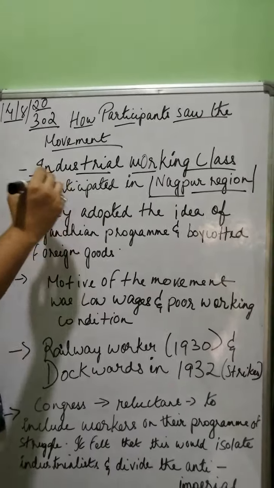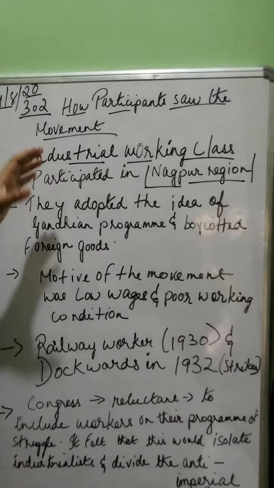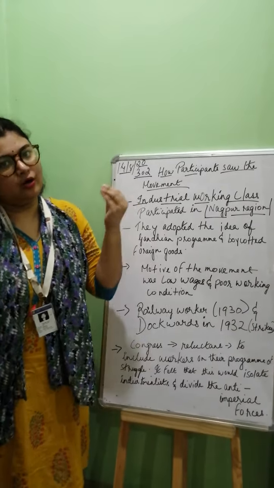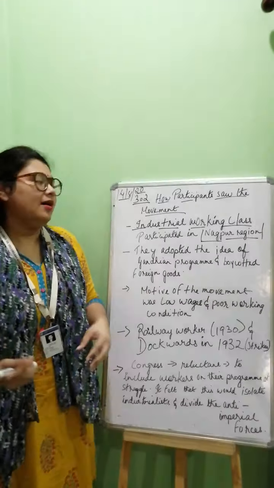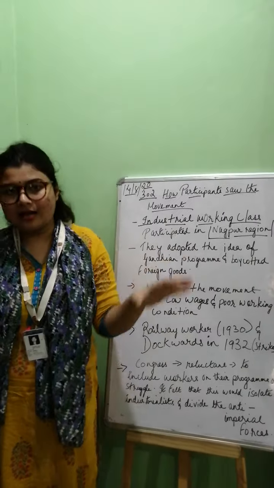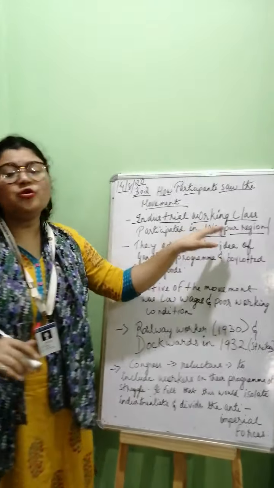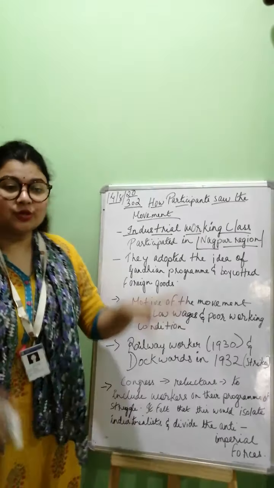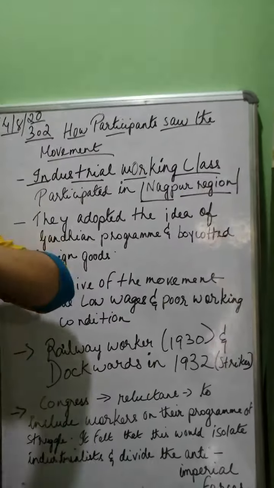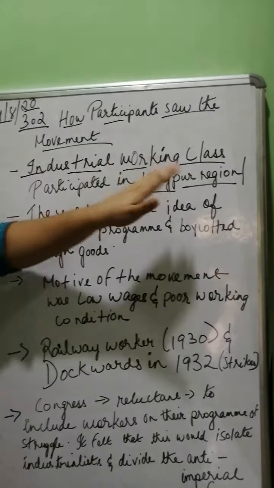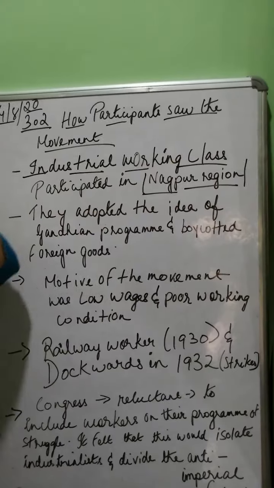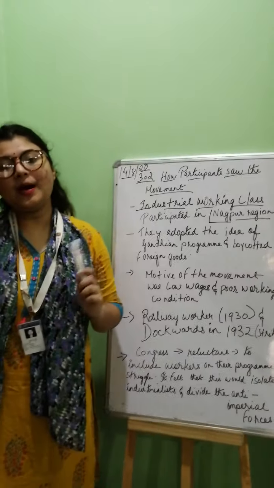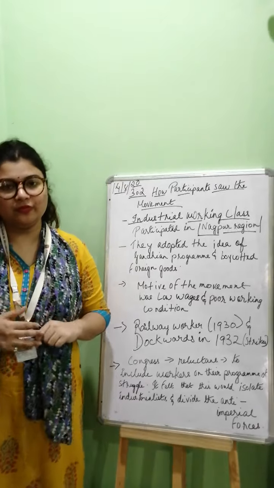So the industrial working class was not more in number, okay? We had only seen that the industrial working class of Nagpur region had participated in the civil disobedience movement. So the industrial working class belonging from this particular area, that is the Nagpur region, had participated in the civil disobedience movement. Why did they participate?